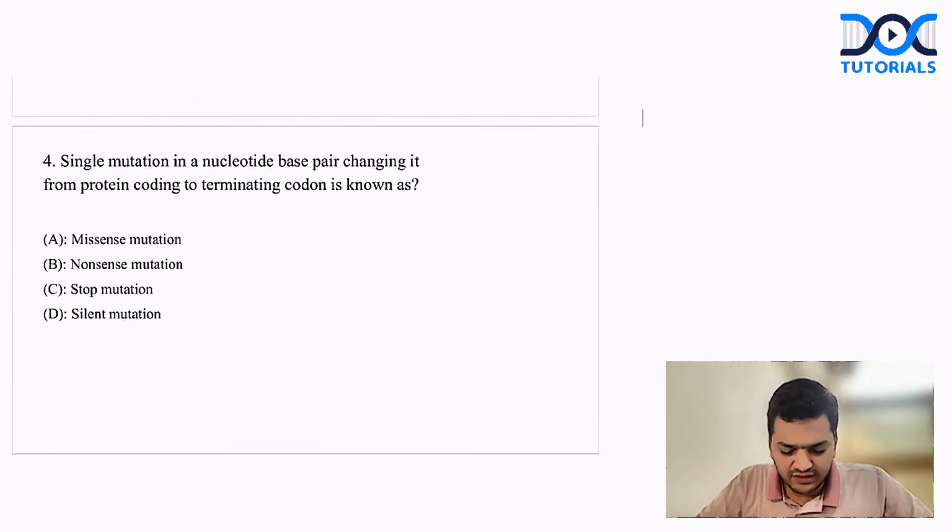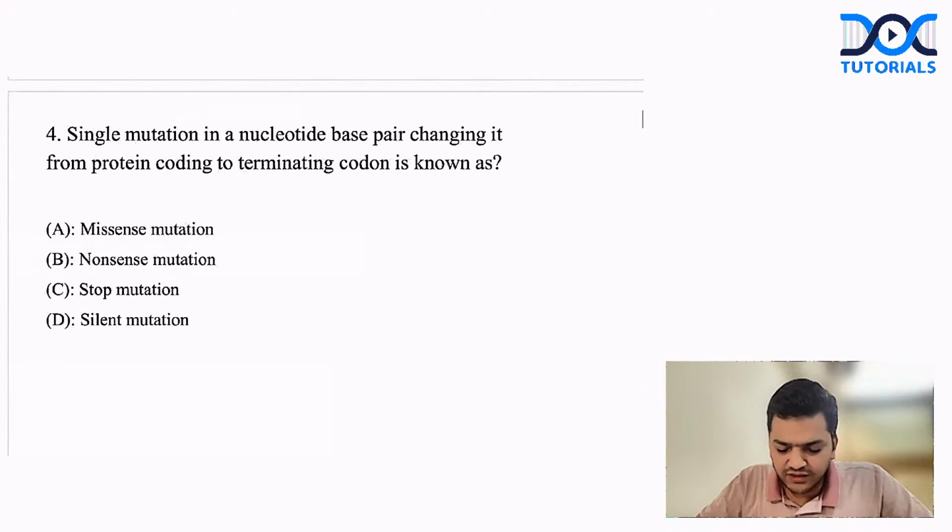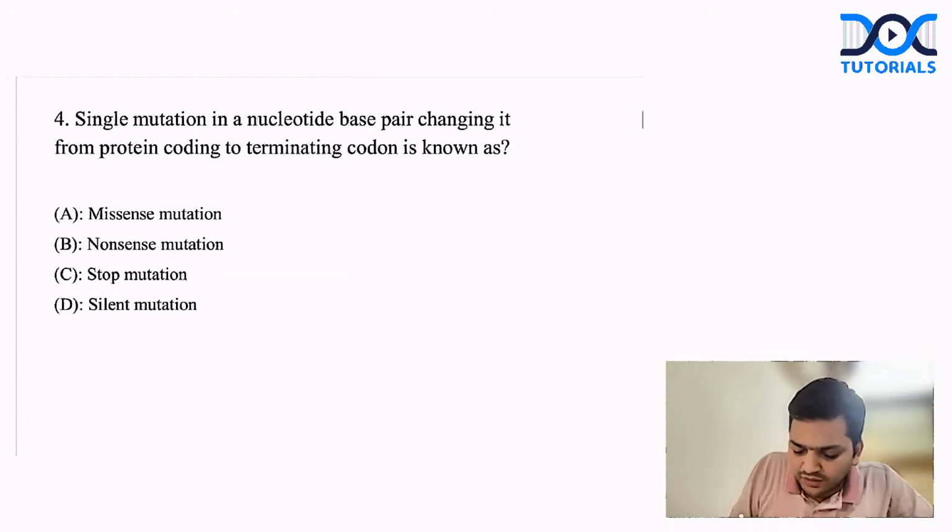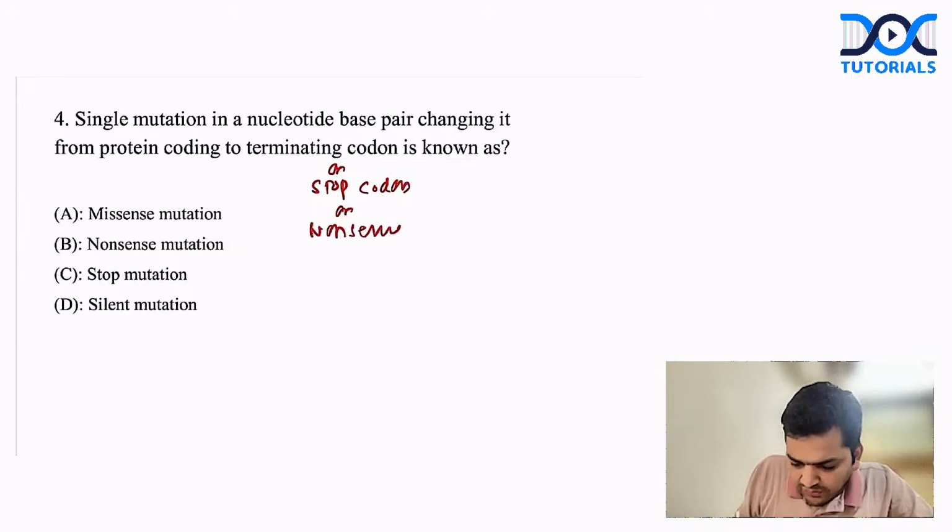The next is: a single mutation in a nucleotide base pair, changing it from the protein coding to a terminating codon is known as what? Now, see, what is the meaning of terminating codon? Terminating codons are basically the stop codons, also called the nonsense codons. And what are the nonsense codons? We have UAA, UAG, and UGA.